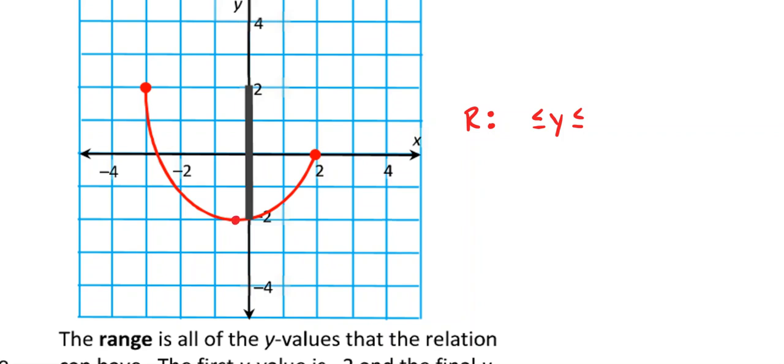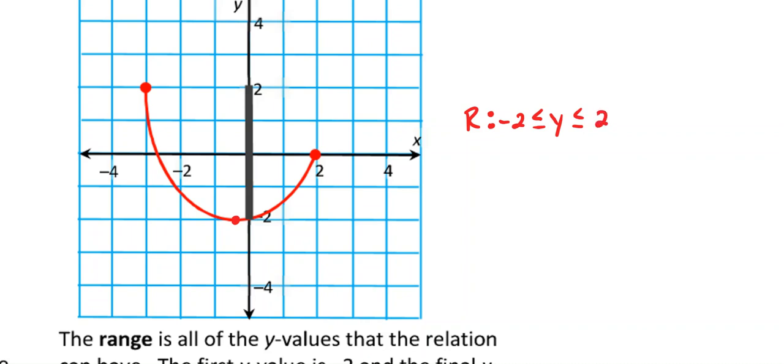This is a point on my graph. That's as low as it could ever be. But it does exist. That's the bottom, right? So that y value is allowed. So it's got to be greater than or equal to -2. And it's got to be less than or equal to 2.